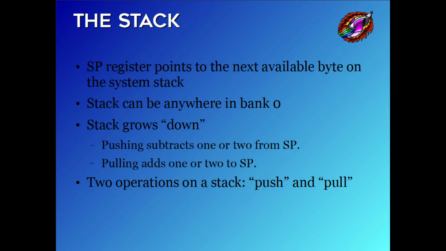The stack on a 65816 can be stored anywhere in bank 0, and it's supported by a special register called the stack pointer. The stack pointer points to the address in memory where the next byte will be pushed. So when a byte is pushed onto a stack, it's stored at that location that's indicated by the stack pointer, and then the stack pointer is decremented by one value. The stack in the 65816 grows down in memory. That is, it grows from higher addresses down to lower addresses, which may seem a little strange, but it works.